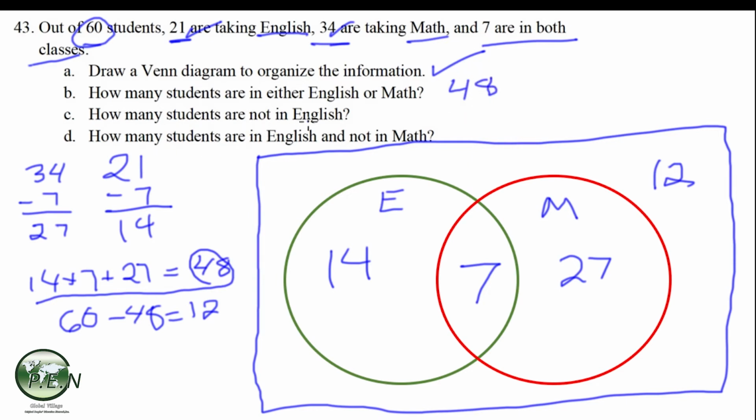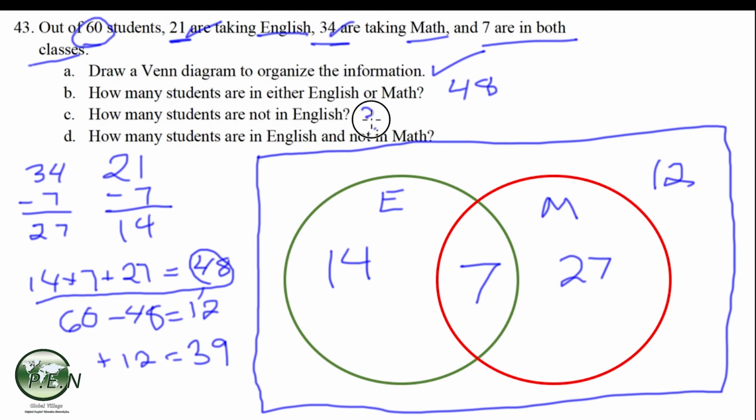How many students are not in English? Well, there's 21 here. So the ones that are not in English are these 27, but also these 12 are not in an English class. So to answer this question, we're going to have to do 27 plus 12, and that will give us 39.